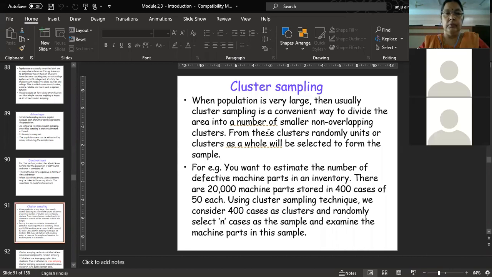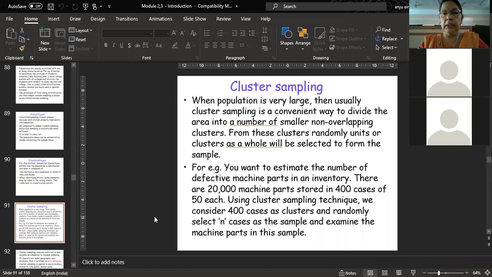Yes, ma'am. Okay, yeah. So we'll go to the next sampling technique, that is cluster sampling. Cluster sampling is a probability sampling technique which is used for very large populations. So you want to study the whole population of a country, which is a very large population, and you want to take a sample out of that country's population, then you will use cluster sampling.